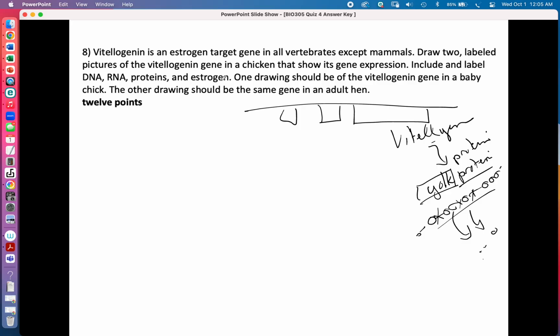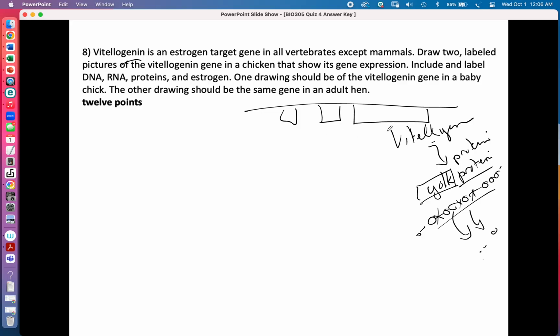So the gene is present the whole life in the female non-mammalian vertebrate, but it only gets activated when the female grows to become reproductive age, and because it's going to have to start making eggs, right? Like that, okay? And so it's going to activate the gene then. So it would be inactive in the juvenile and active in the adult. So inactive in the chicken baby, the young chick, and active in the adult hen, okay?